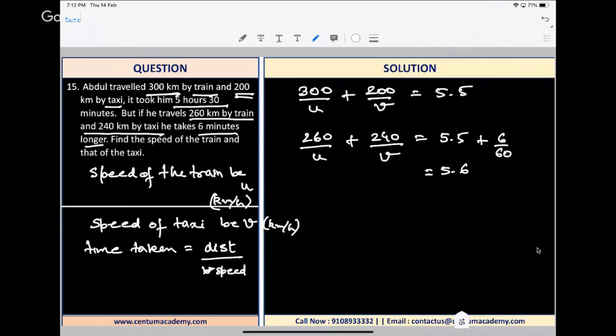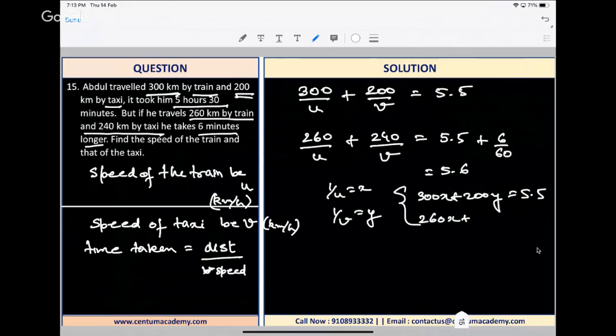Isn't it? 5.6. Now let us solve the equation. So hence, if you see, let us assume 1 by u is equal to x and 1 by v is equal to y. So the equations which are left are nothing but 300x plus 200y equals 5.5 and 260x plus 240y is equal to 5.6.